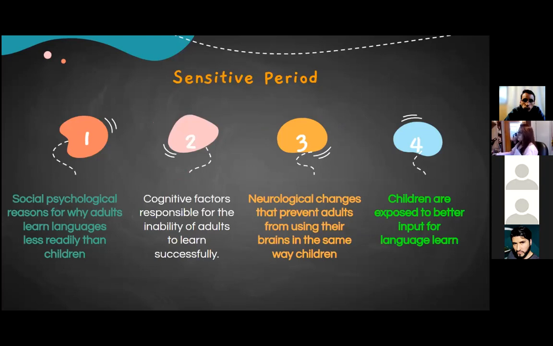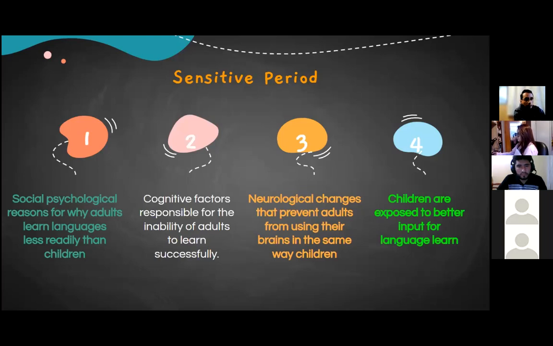About the sensitive period, there are some characteristics that they mention. First, there are social psychological reasons for why adults learn language less readily than children do. There are many different versions of this hypothesis. Some suggest that adults do not want to give up the sense of identity their accent provides. Another study suggests that adults are unwilling to surrender their ego to the extent required to adopt a new language.